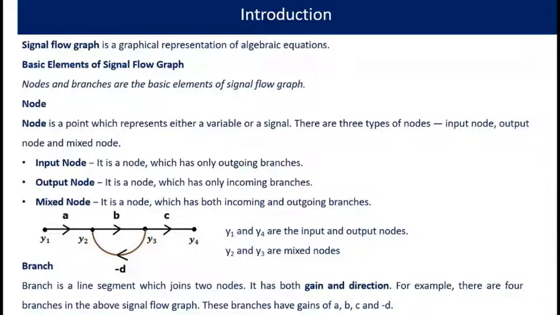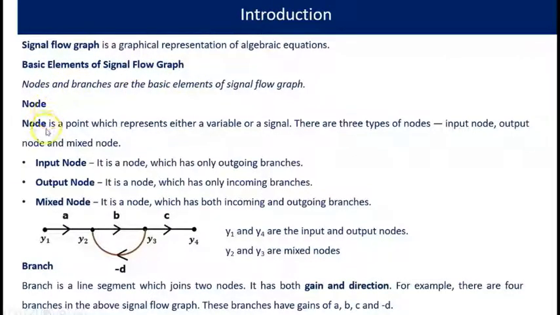Signal flow graph is used to find the overall transfer function of a control system, similar to block diagram. Block diagram is also used to find the overall transfer function. It is the pictorial representation of a control system. Similarly, signal flow graph is used to find the overall transfer function of a system, and it is a graphical representation of algebraic equations. Basic elements are nodes and branches.